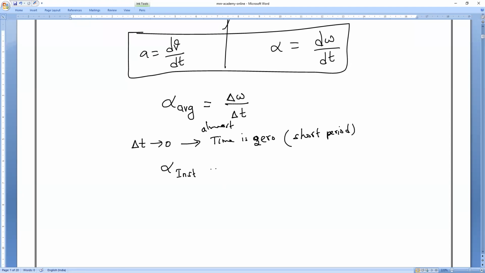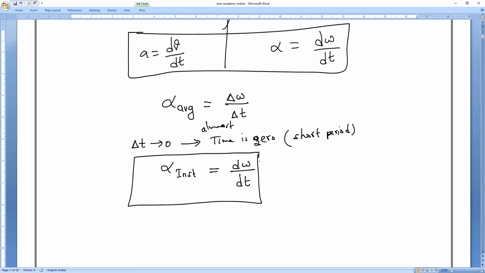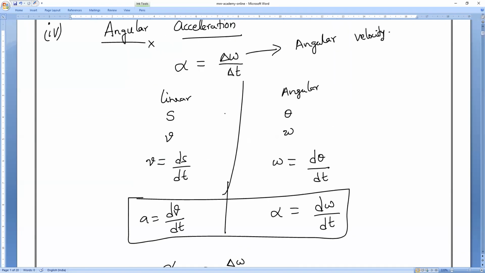Instantaneous angular acceleration, which is equal to, instead of delta, we will get d omega by dt. So that is instantaneous angular acceleration, versus average angular acceleration. Everybody clear? Yes. That is what you have to remember. So write down the angular acceleration formula.